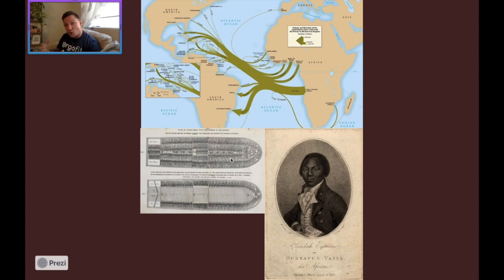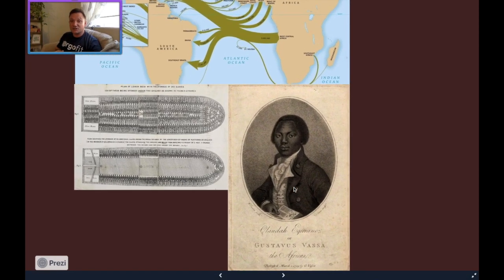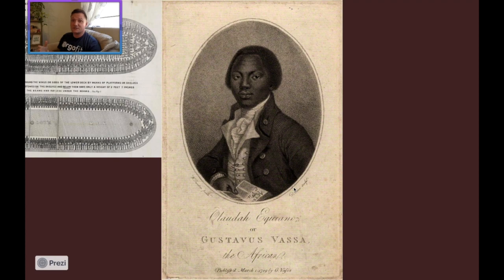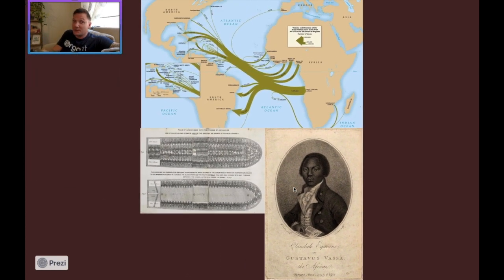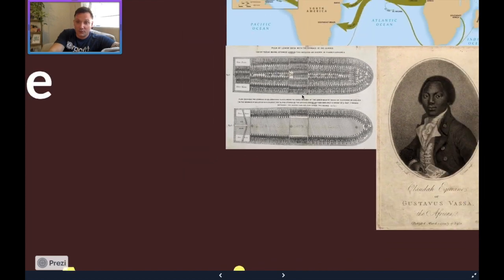Now, how do we know about this stuff? How do we know about the conditions aboard them? Well, there's a very famous individual who wrote his autobiography by the name of Olaudah Equiano. And Olaudah Equiano gave us the most graphic and most literal account in an autobiography about his journey from the west coast of Africa all the way to a plantation in South Carolina. So as you can see, we have direct accounts from the people that experienced all of this, right?